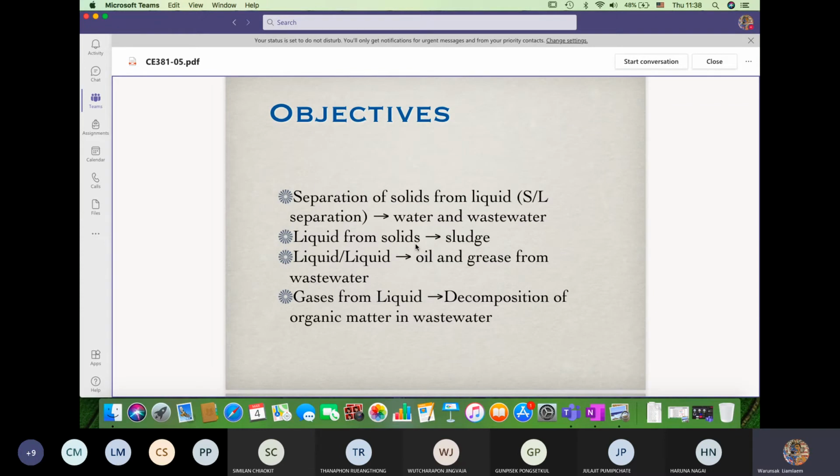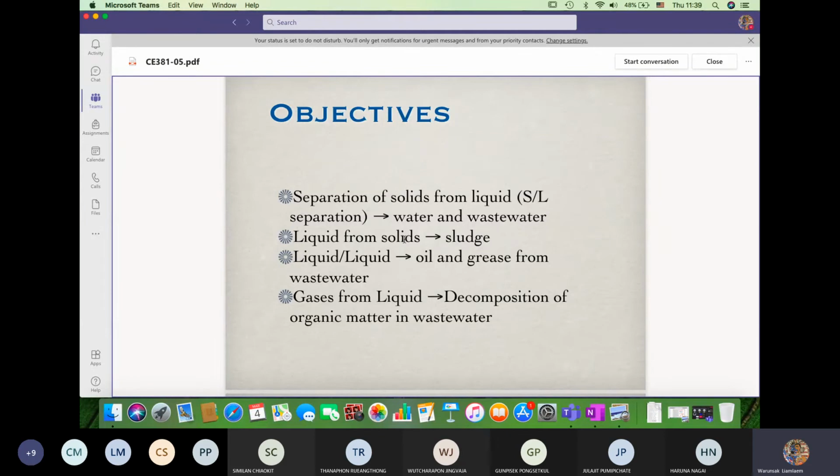And then the next one is the separation of liquids from solids. So the first one is solids from liquids, but the second one it's reversed. It's the liquids from solids. For example, sometimes we need to remove the water from the sludge. The sludge is actually the solid matter left over, or the byproducts of the water and wastewater treatment.